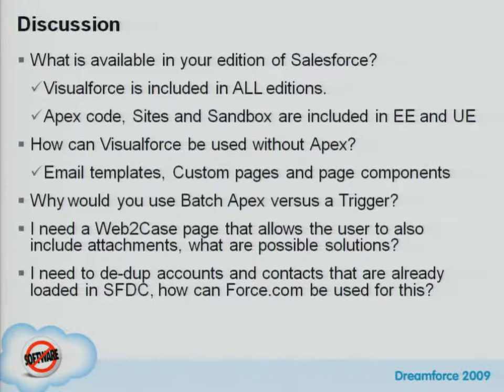You're allowed as many as you need. You get one with Enterprise Edition. You can purchase extra. You get a whole set of sandboxes with Unlimited, so you get a whole bunch more. I think it's somewhere around 15 sandboxes with Unlimited. But again, you can always purchase additional sandboxes if you need more.